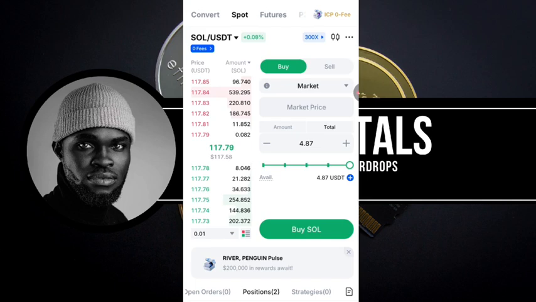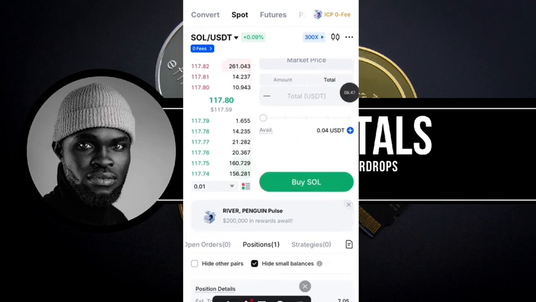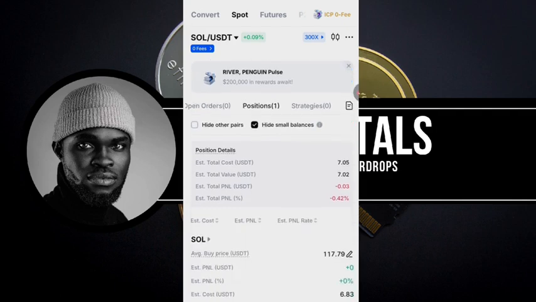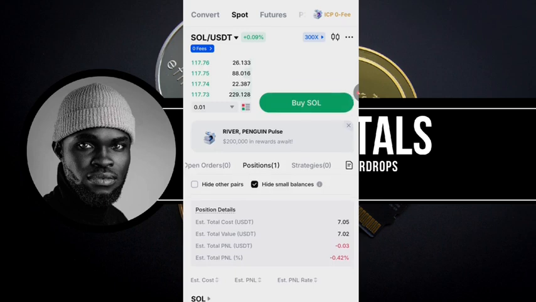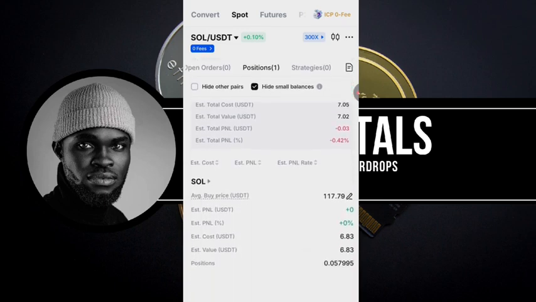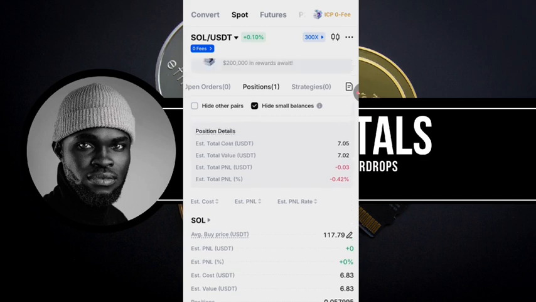If I click on buy, you see that it automatically comes back here, and my positions have changed. What does it mean? It means that I no longer hold USDT, because I've used the USDT to buy Solana. So from the earlier $2 worth of Solana that I was holding, I'm now holding $6.83 worth of Solana.